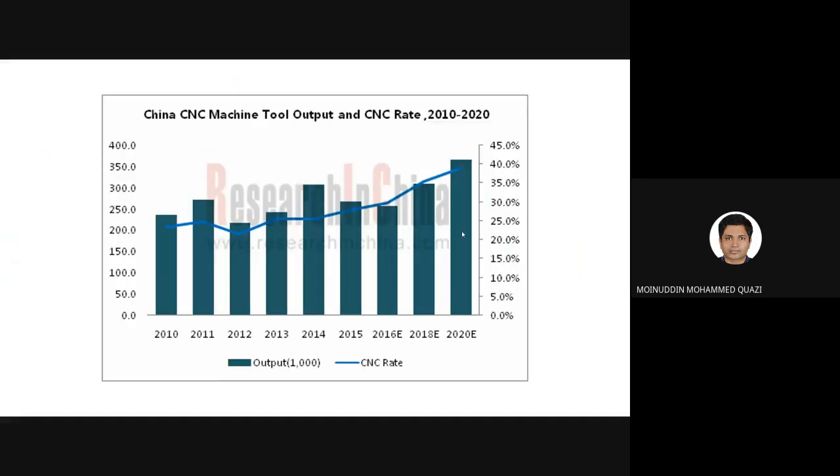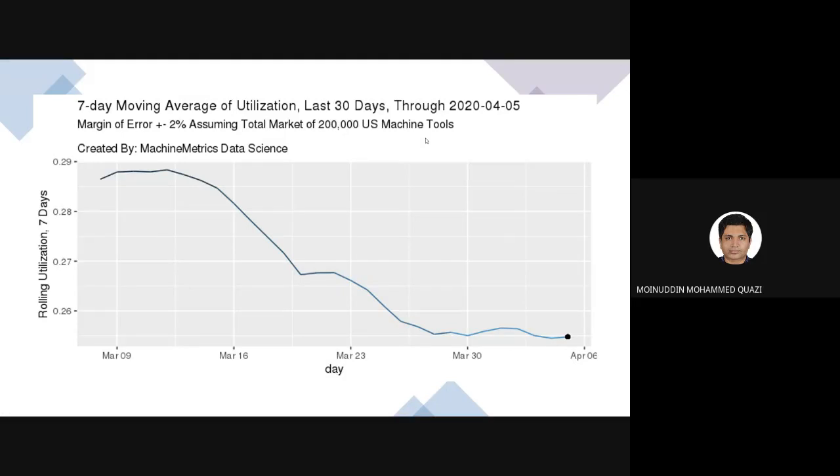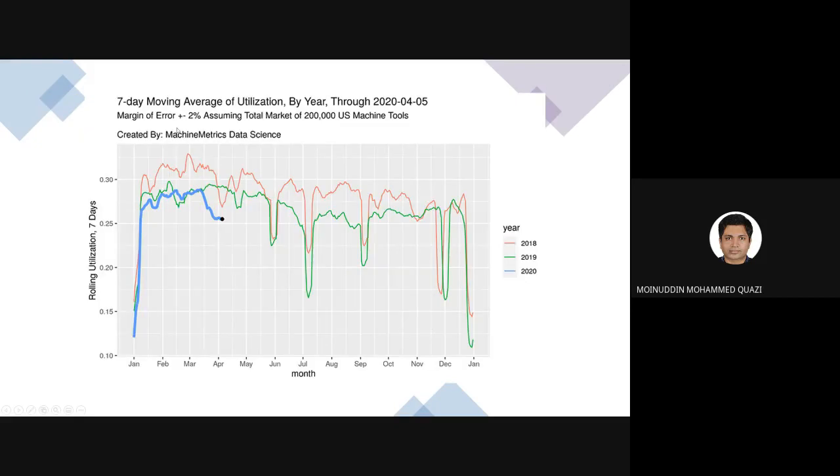Next, we move on to 2010 to 2020 machine tool output. As you can see, the output was increasing from 2010 to 2020. However, post-COVID, what happened in the United States in the last 30 days, in April 2020, was that the total utilization of the CNC technology decreased. Similarly, the moving average for the US shows that in 2020 there has been a significant decrease in CNC systems. The more there is a decrease, the more the chances that after the recovery it will increase.